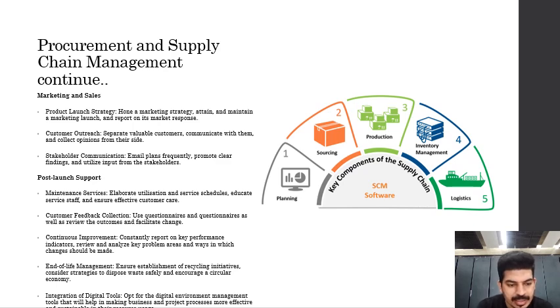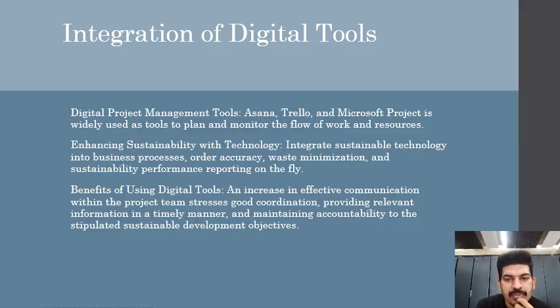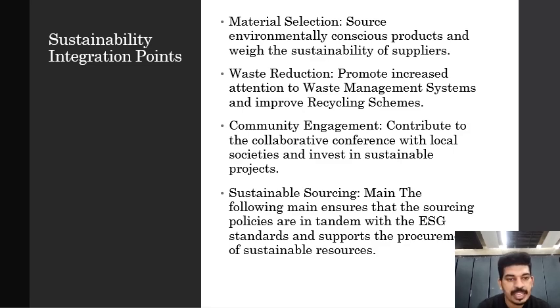Then the other thing is integration of digital tools. It's optional to use digital environment management tools that will help in managing business processes more efficiently. Digital project management tools like Asana and Microsoft Project are widely used to plan, monitor and track the flow of work and resources, enhancing sustainability with technology integration into business processes. Benefits of using digital tools include increased effective communication in project teams, good coordination, providing relevant information in a timely manner and maintaining accountability to the stipulated sustainability deliverables.